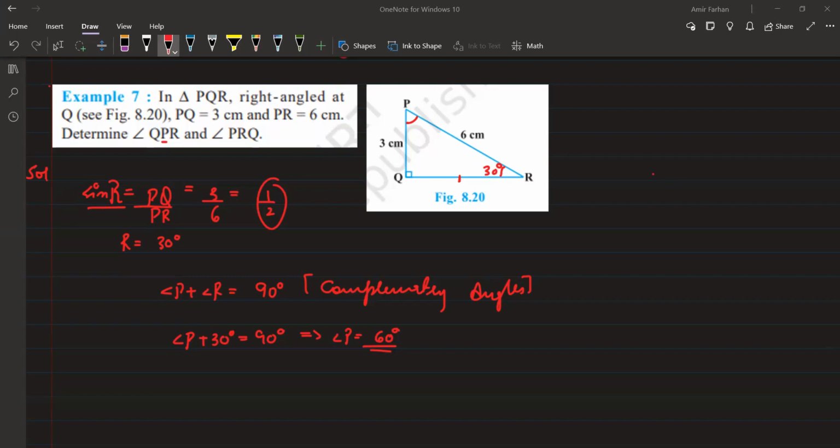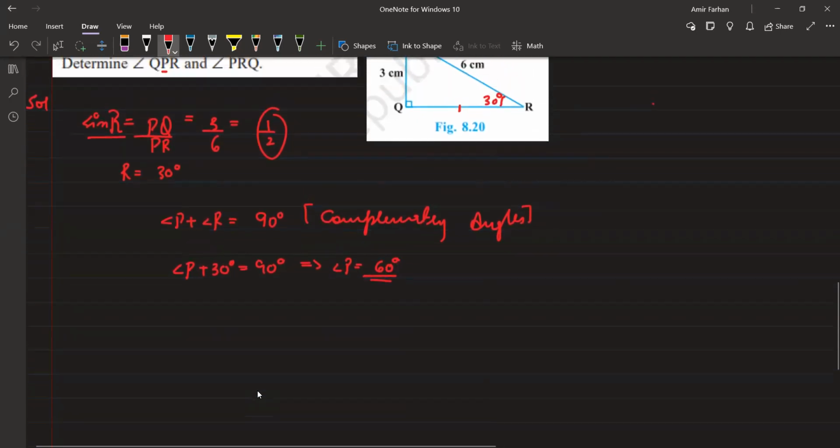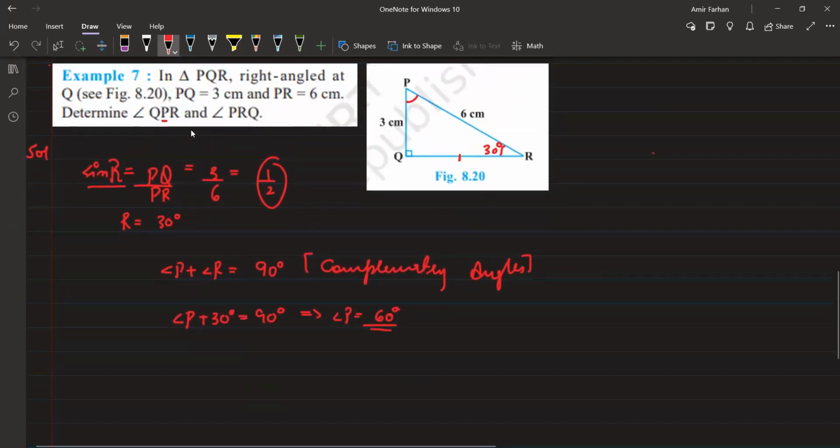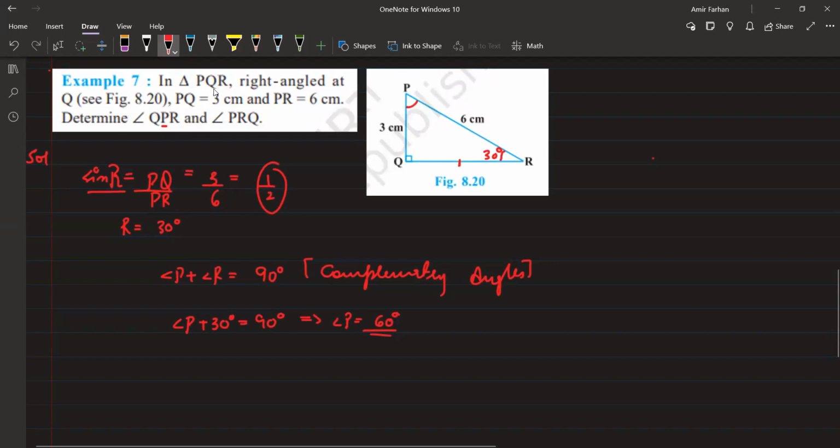Okay, everybody, is this clear? You have two sides given, the perpendicular and the hypotenuse, if you take this angle as theta. If you divide both, you will get the sine of R, and the value of sine R is 1 by 2. So that's how you will get the value of angle R as 30 degrees. Clear?